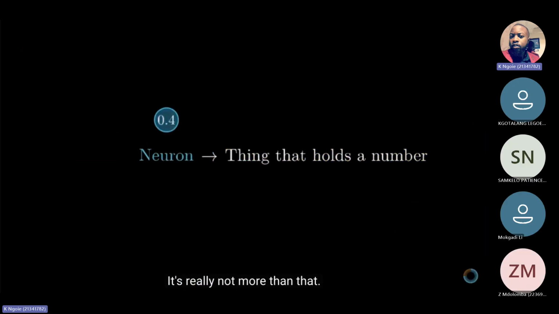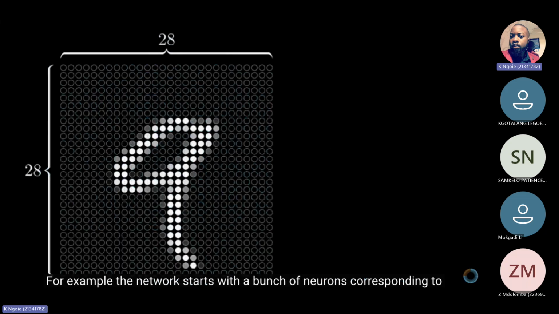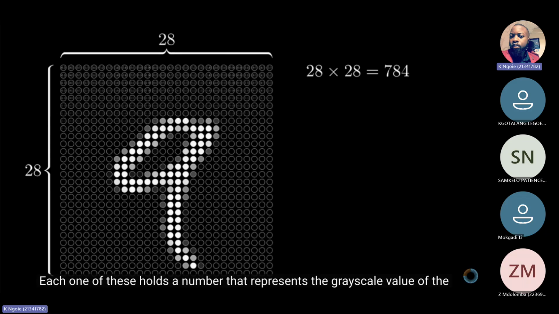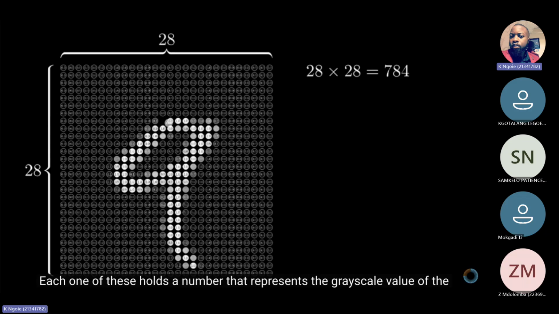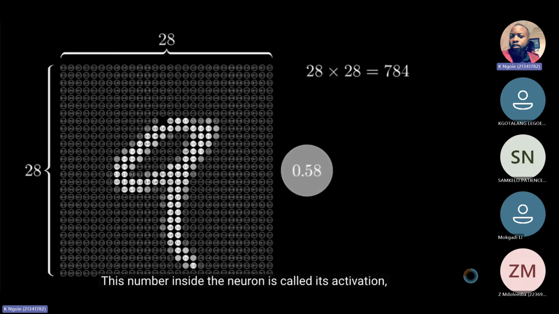It's really not more than that. For example, the network starts with a bunch of neurons corresponding to each of the 28 times 28 pixels of the input image, which is 784 neurons in total. Each one of these holds a number that represents the grayscale value of the corresponding pixel, ranging from 0 for black pixels up to 1 for white pixels. This number inside the neuron is called its activation.